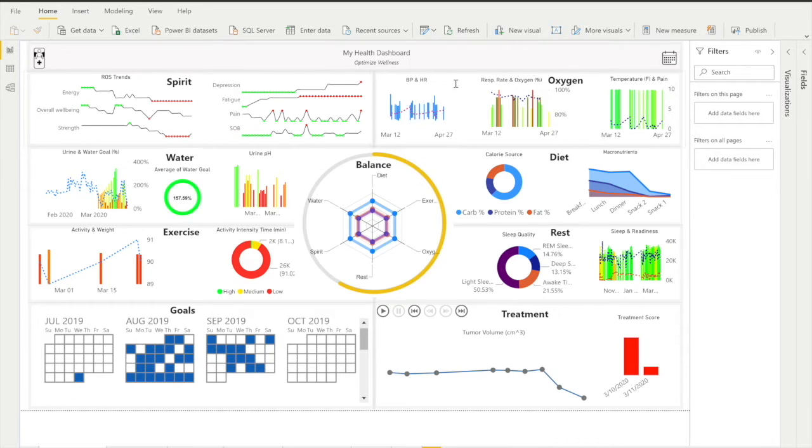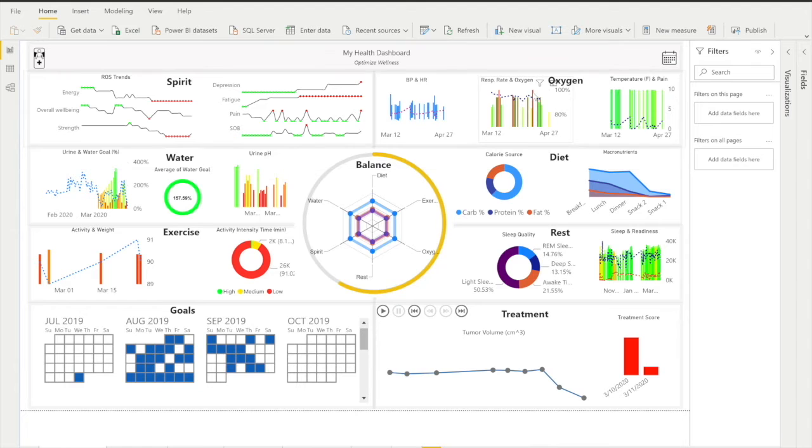The oxygen category is meant to encompass anything that affects the body's oxygenation levels and utilization of oxygen in the production of energy for the human body. So that includes blood pressure and heart rate, respiratory rate and oxygen percentage, temperature, and pain level.